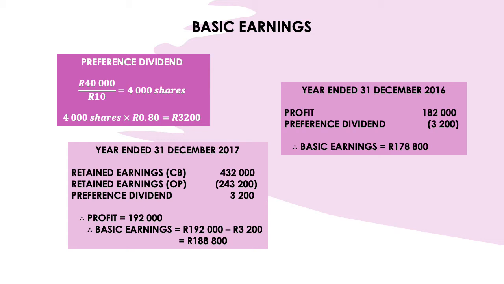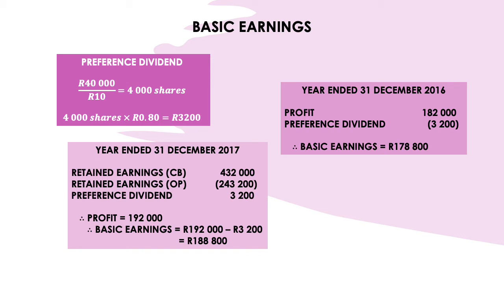The 2017 financial year is a little more tricky as we were not given the profit for the year. But what were we given? We were given the retained earnings opening and closing balance. And how do we get to the retained earnings closing balance? Well, it's the retained earnings opening balance plus profit for the year, less ordinary dividends, less preference dividends. In this scenario, we have the opening and closing balances of retained earnings, and we have the preference dividend. We know that no ordinary dividends were declared.